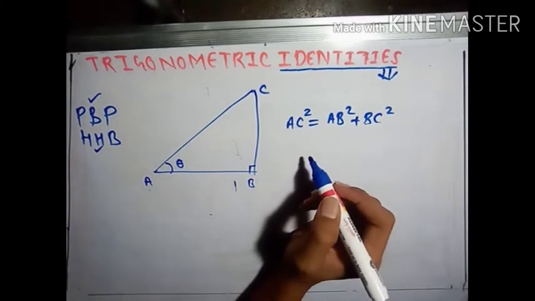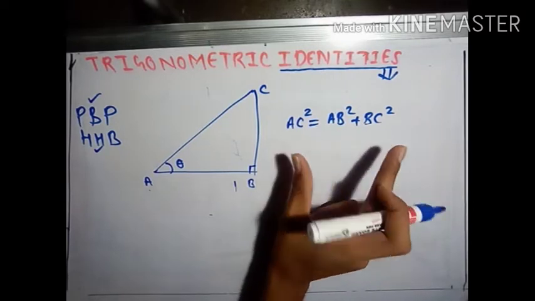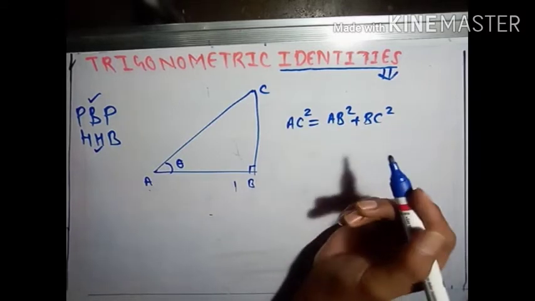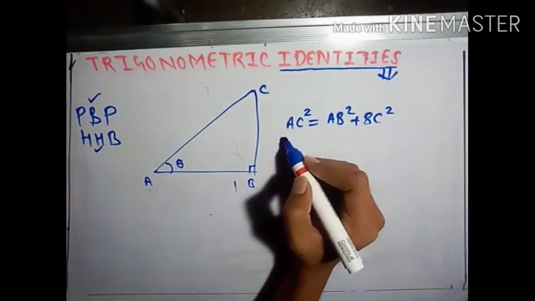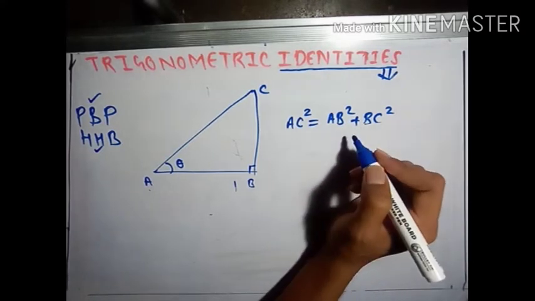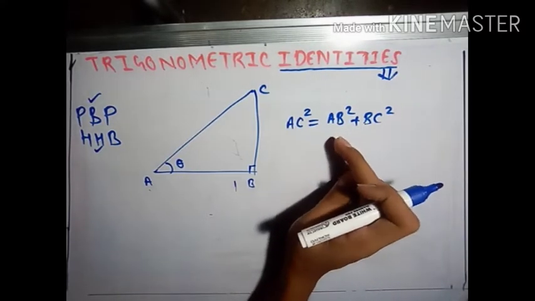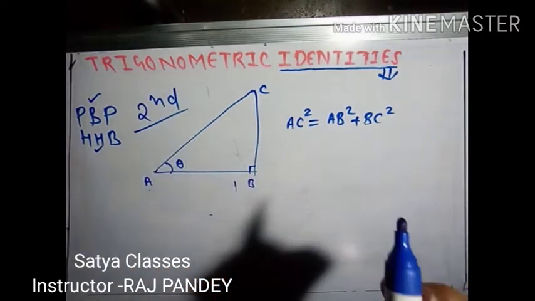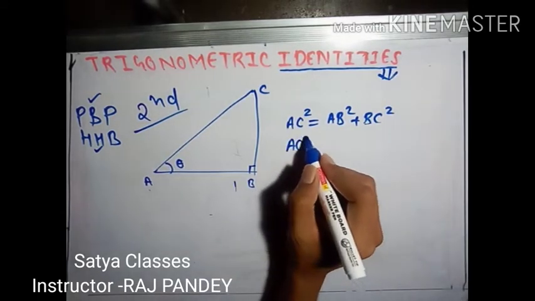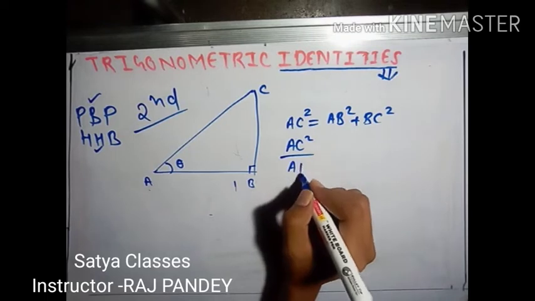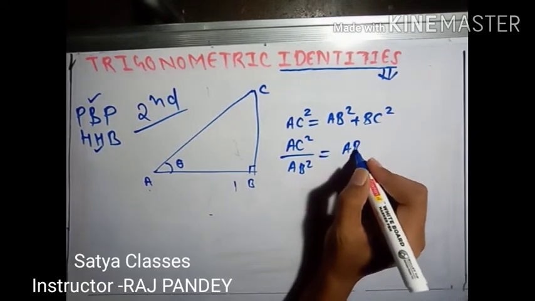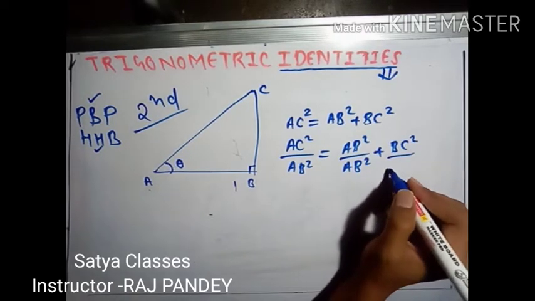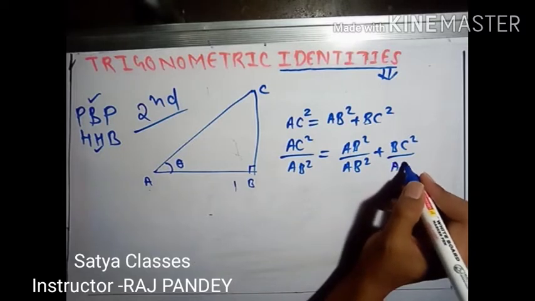As I told you about the choices to make this equation in the form of trigonometric ratios, we have three choices, of which one choice I have done. Now move to the second choice: divide the whole equation by AB square. This one will be the second identity. So let's do it quickly. AC square is equal to AB square plus BC square, and then we divide by AB square.